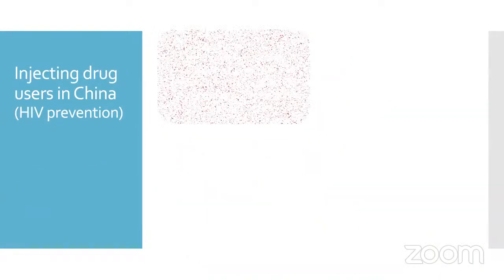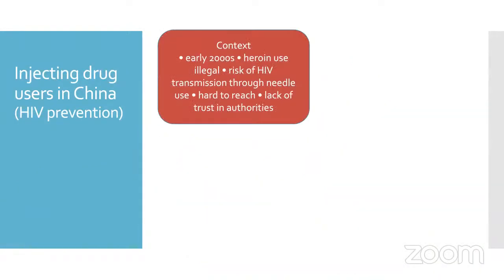Then here's another one from China. This context was in the early 2000s, and my task was to look at the risk of HIV transmission through needle use by people who use heroin. At that stage in China, and still, this was highly illegal. This group is hard to reach, and they lack trust in authorities.